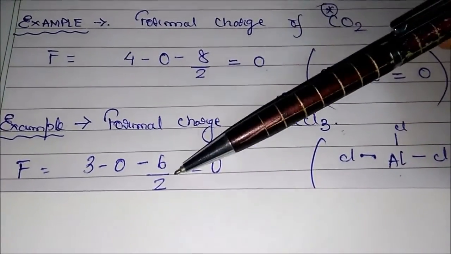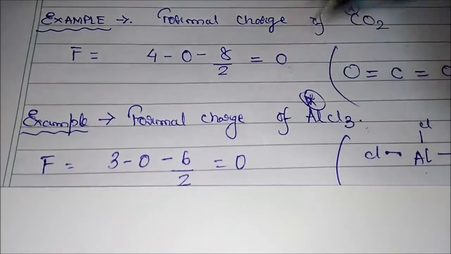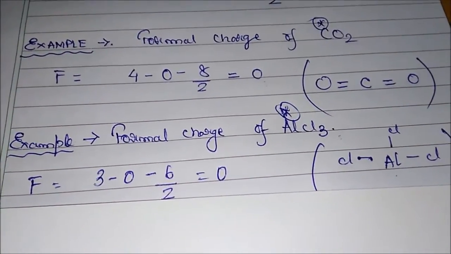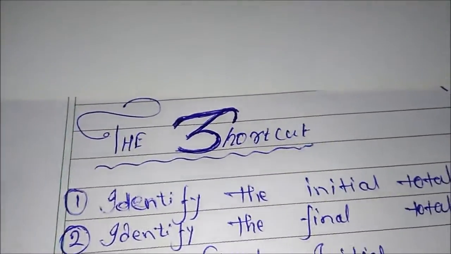Divide this 6 by 2 according to the formula and you get 0. There is another method, a shortcut method without using this formula. Let's discuss that one. So guys, this is a shortcut method.